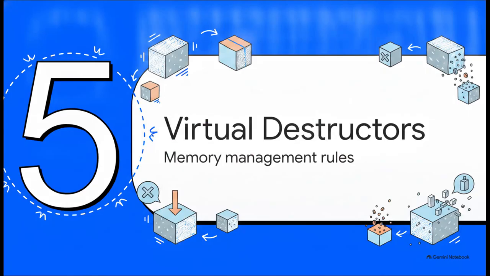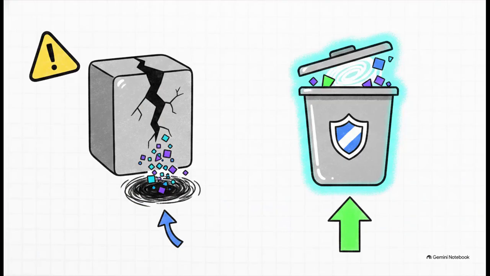Section 5, Virtual Destructors, Memory Management Rules. We have to quickly touch on a hard and fast rule for memory management. If a derived class object is being held by a base class pointer and you delete it, only the base class destructor will run. If your derived class allocated memory for any dynamic objects, that memory is now completely leaked. It's gone. The fix is absolute. You must always use a virtual destructor in your base class. This guarantees that the derived class destructor fires first, safely cleaning up all that memory.